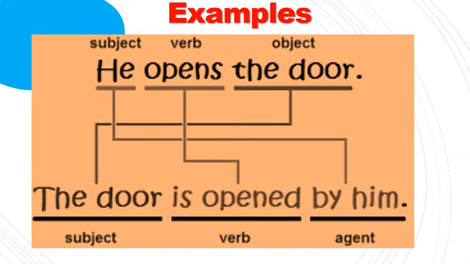Now look at this example. The active voice sentence is he opens the door.